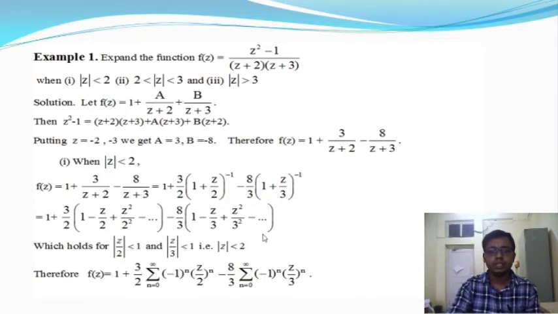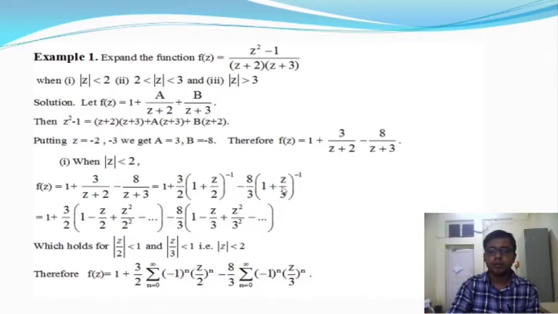And 1 plus x whole to the power minus 1 is a series function, and it will be 1 minus x plus x square minus x cube plus x to the power 4, that is, the alternate terms are all negative. And similarly the series for 1 minus x whole to the power minus 1 gives 1 plus x plus x square plus x cube plus x to the power 4, and so on up to infinity. I have already discussed these in the previous lecture on Taylor series. Therefore 1 plus z by 2 whole to the power minus 1 gives 1 minus z by 2 plus z square by 2 square minus z cube by 2 cube plus z to the power 4 by 2 to the power 4 and so on up to infinity, with alternate terms negative.